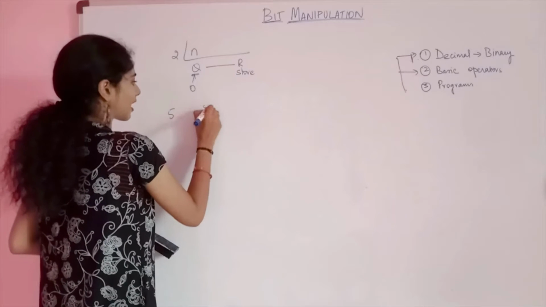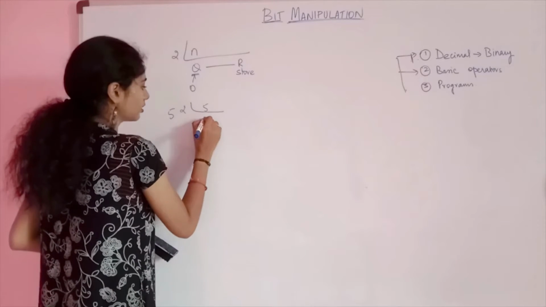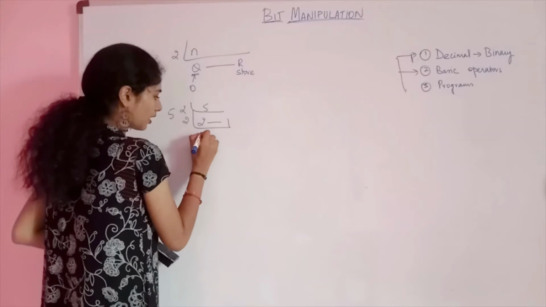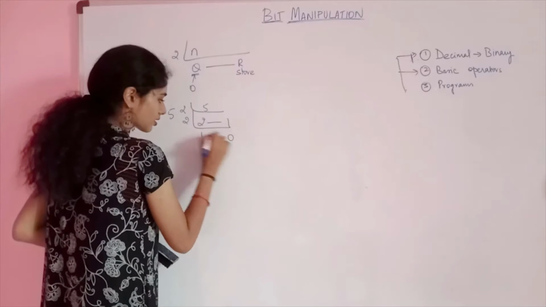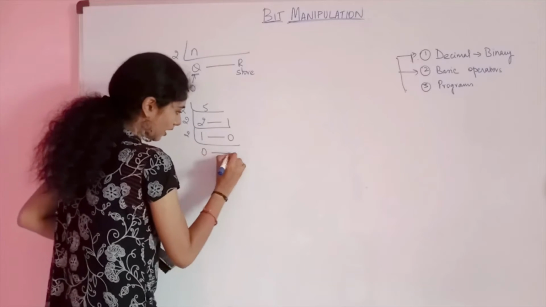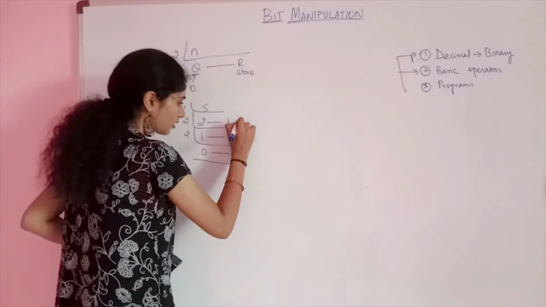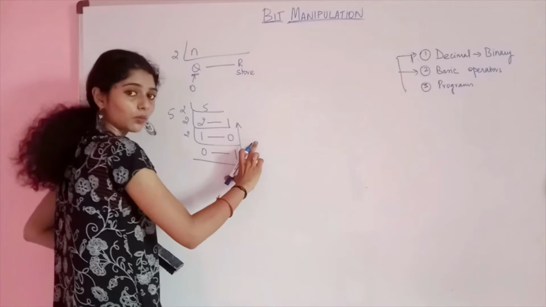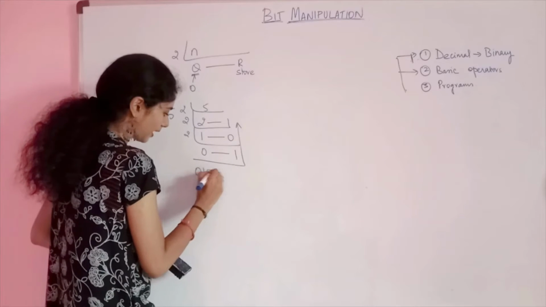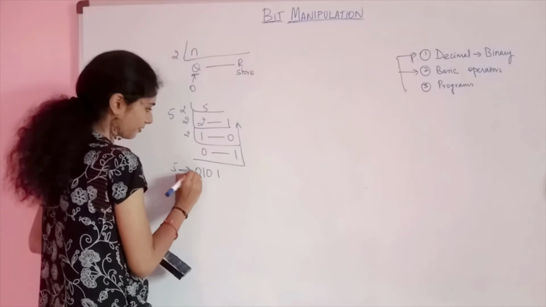So let's take an instance of 5. 2 2s are 4, remainder is 1. 2 1s are 2, remainder 0. Then 2 0s are 0, remainder 1. So it's going to be 1, 0, 1 read from the bottom, which is going to be our binary representation of the number 5.